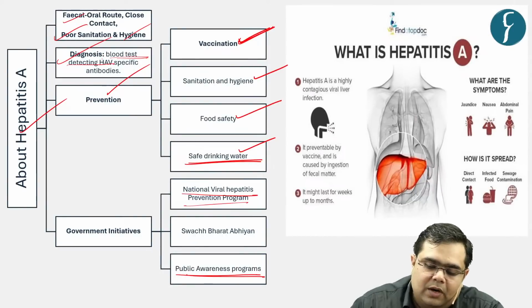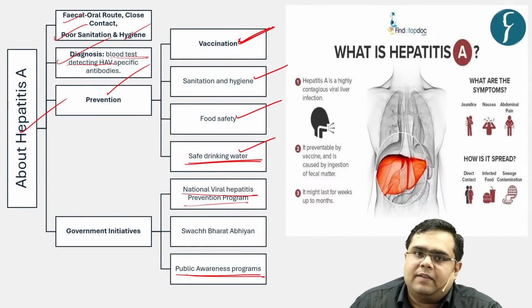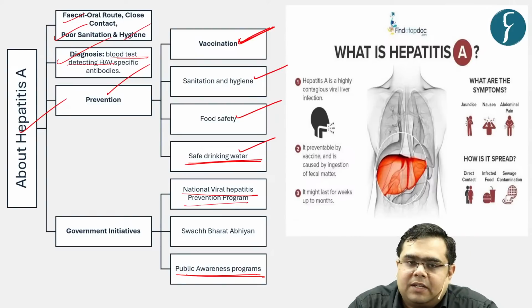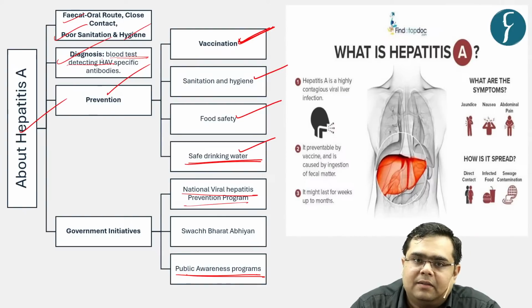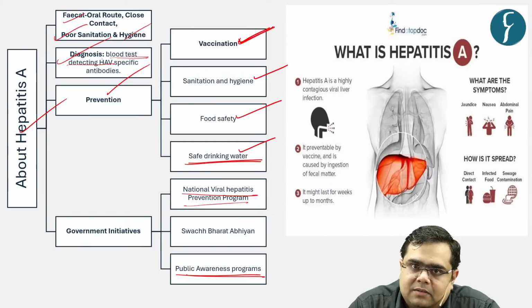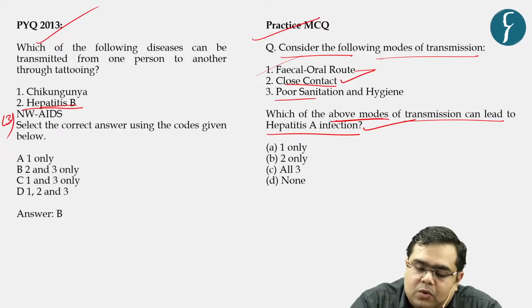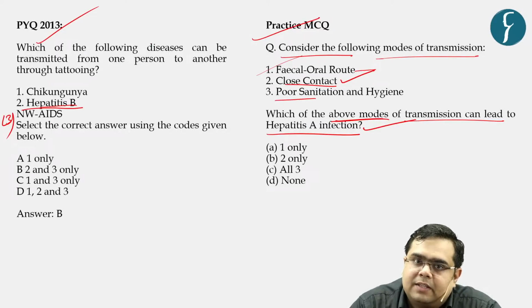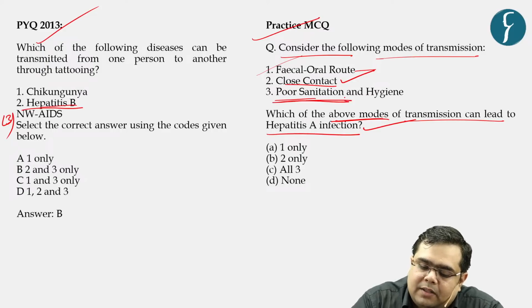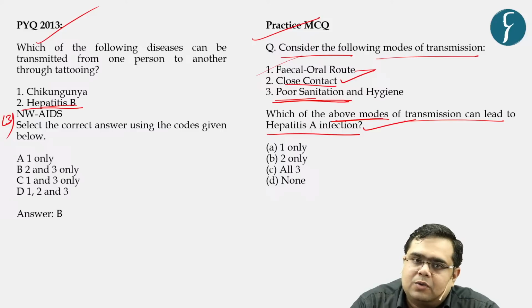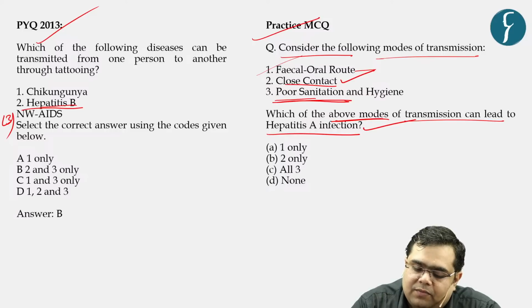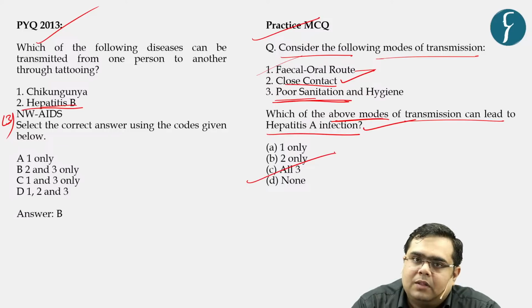First one, the fecal-oral route, is mentioned. Second, close contact with the person who is suffering. Obviously, it is a viral disease, caused by a virus-based infection, so that means it becomes an infectious disease. That means if a person is in close contact with the person who is suffering, there are high chances that the person will also suffer. And then the third thing is that poor sanitation and hygiene also cause hepatitis A disease. So which of the modes of transmission of hepatitis A are correct? That means all three are correct.